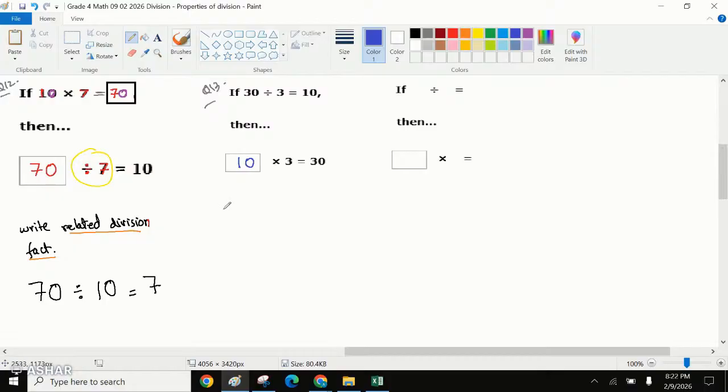What is the other multiplication related fact for this? 10 multiplied by 3 is 30. Then 3 multiplied by 10 would also be 30. And if they ask us, write the related division fact.